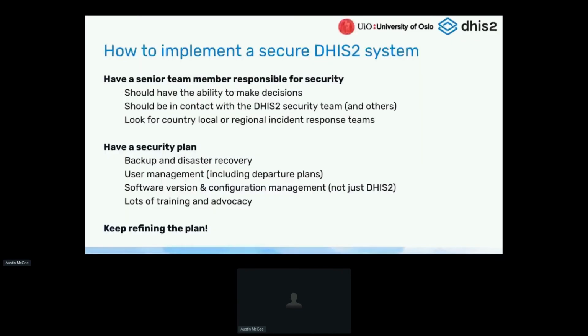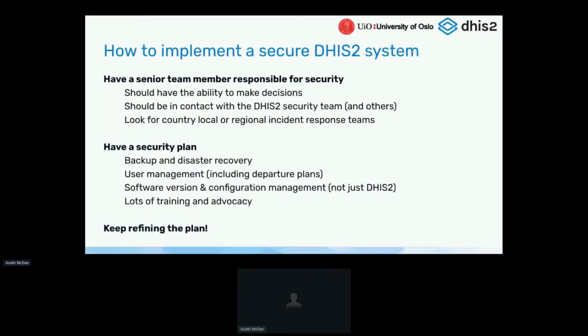And in all of those cases, it's important to be in contact with the different security personnel or security contact people, advocates in the different organizations that build the software you work with. There are also often local, country, and regional incident response teams, specifically around information security. So it's important to be aware of and in contact with those people if your country or region has one.